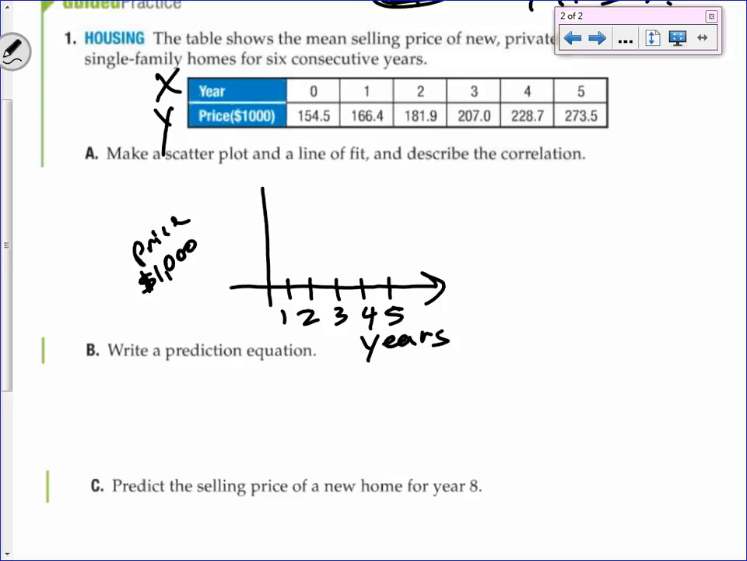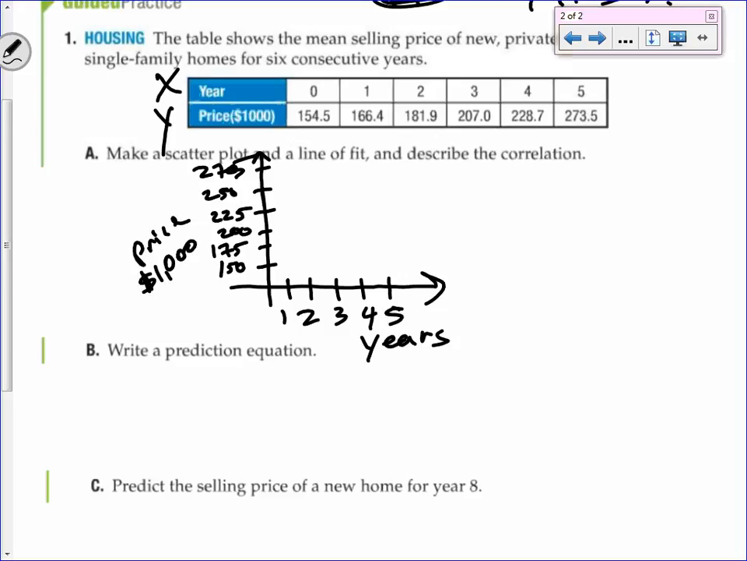So 154.5 is $154,500. And we need to go from 154 to 273. So let's maybe count up by 25: 150, 175, 200, 225, 250, all the way up here to 275. And that's price in thousands of dollars.